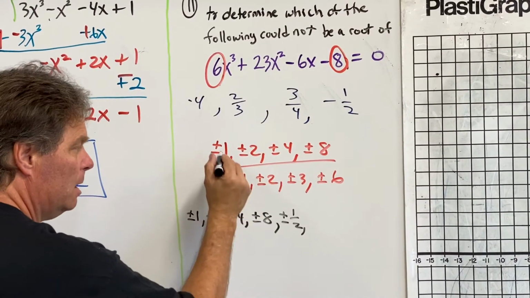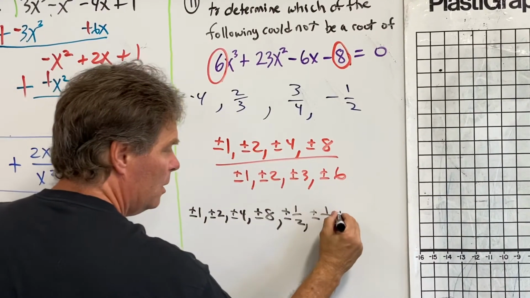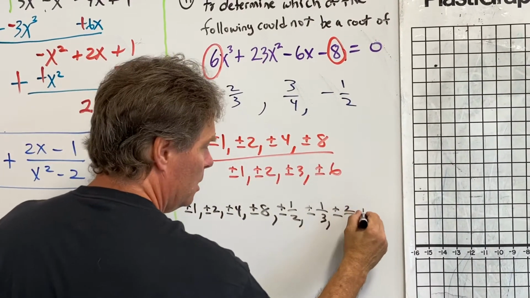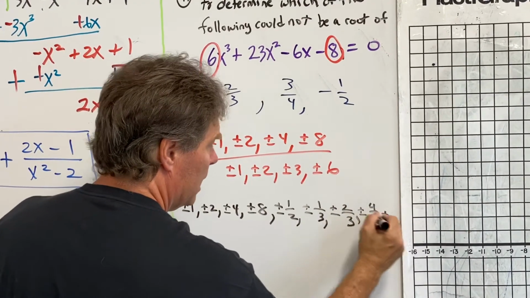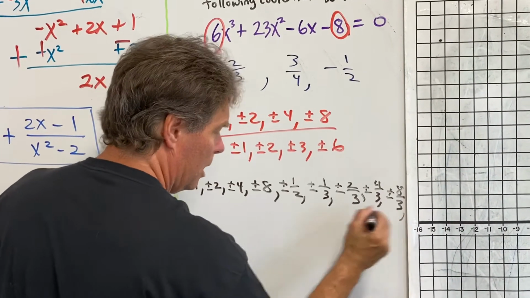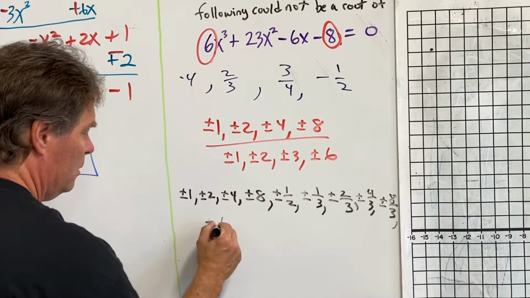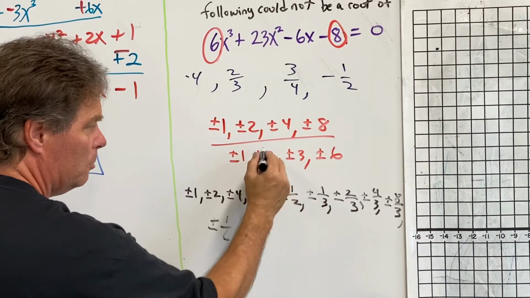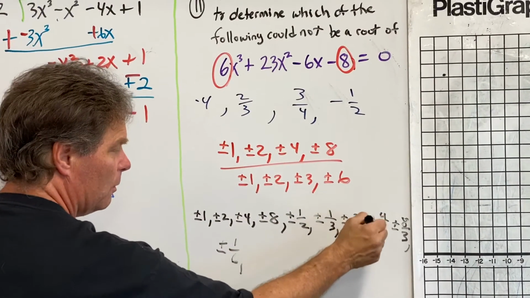Okay. How about 3? ±1/3, right? ±2/3, ±4/3, ±8/3. Holy moly, I'm running out of room. We'll go over here. That 8/3. Now, how about 6? ±1/6, ±2/6, that's just 1/3, ±4/6, that's 2/3, ±8/6, that's 4/3. So all of those are accounted for.